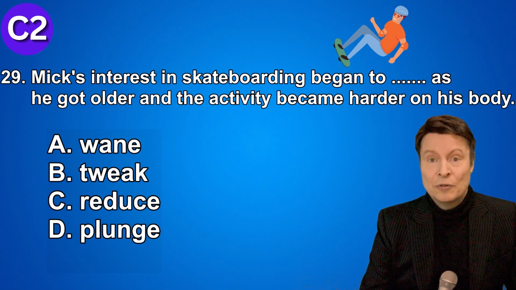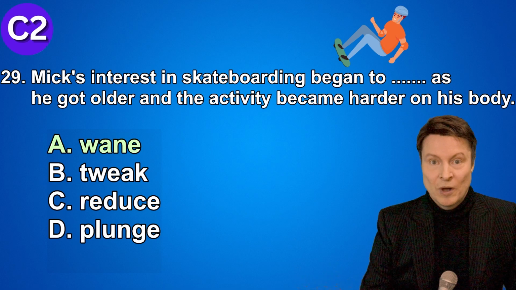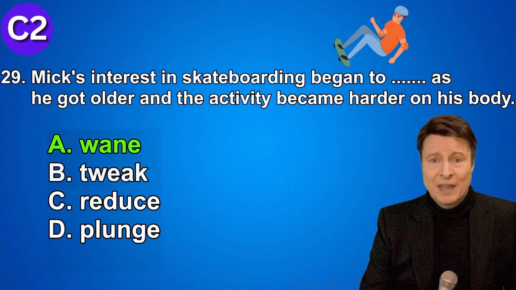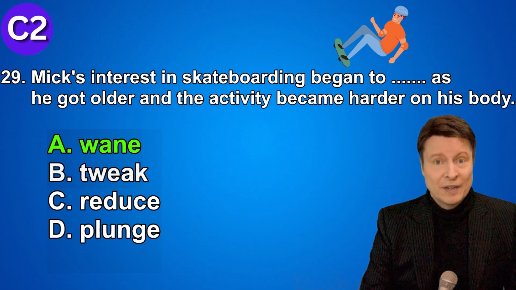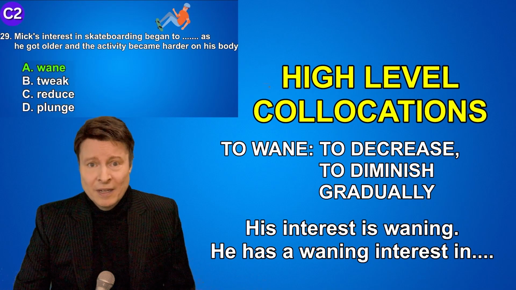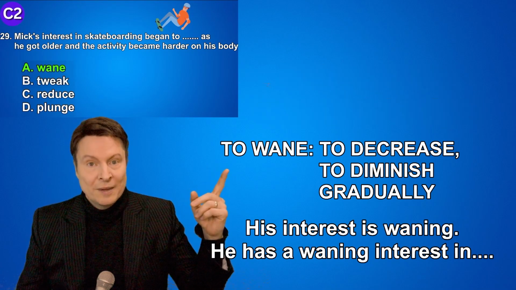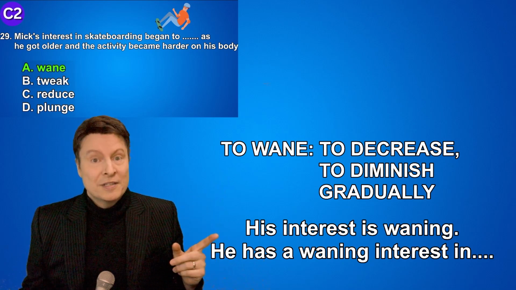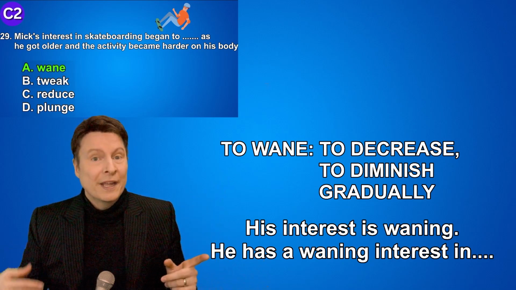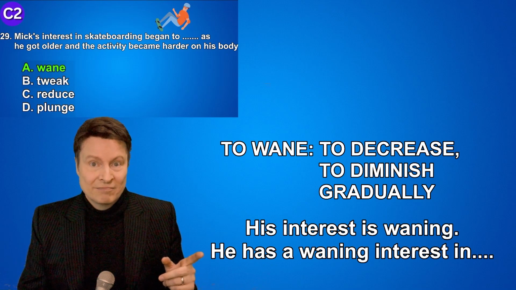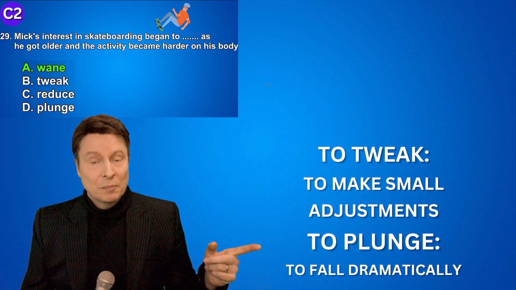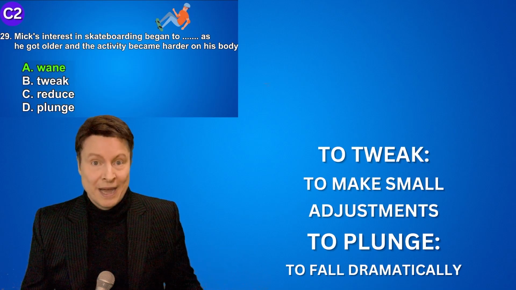And if you knew that the answer was wane, excellent. This is the kind of vocabulary that only native speakers would know. I don't see my very advanced students using such vocabulary unless they're English teachers. So to wane means to decrease, to diminish gradually. For example, his interest is waning, or he has a waning interest in skateboarding. To tweak means to make small adjustments. To plunge means to fall dramatically.